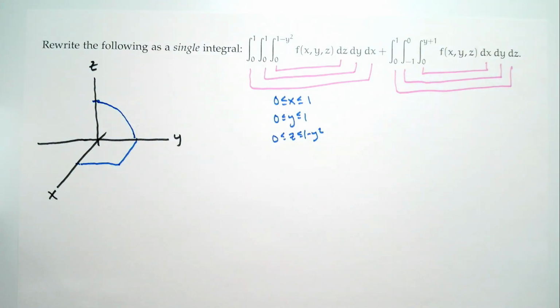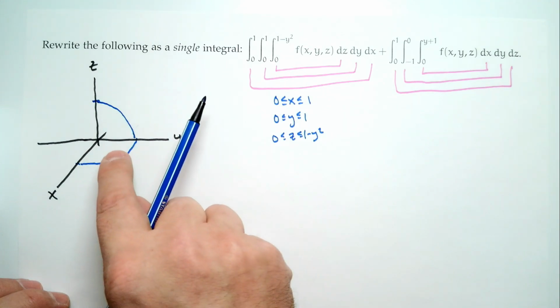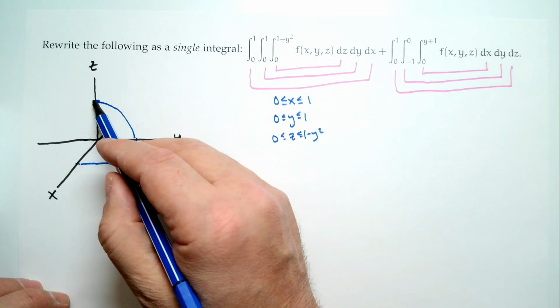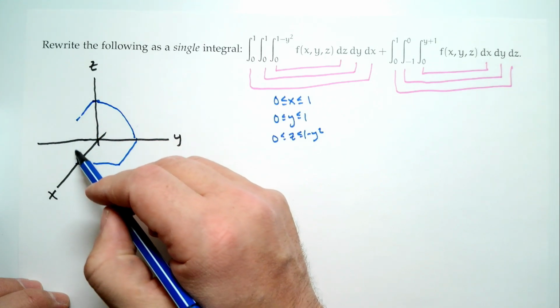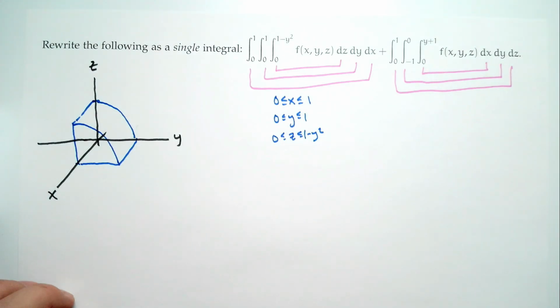That's in the yz plane, but remember, it's a three-dimensional figure. So how does it go to three dimensions? The answer is, it copies itself. I'm just going to take a copy of this curve backwards and forwards. You'll notice I'm only drawing the part that's going to be above my region here. I copy this curve backwards and forwards, and I get that shape. And so there's our first region.